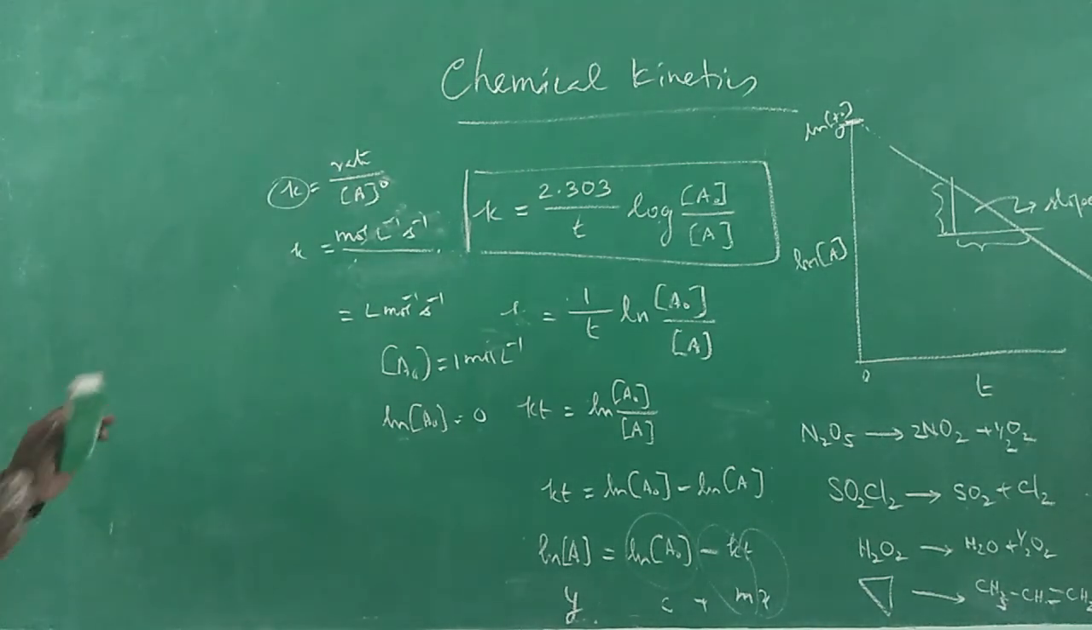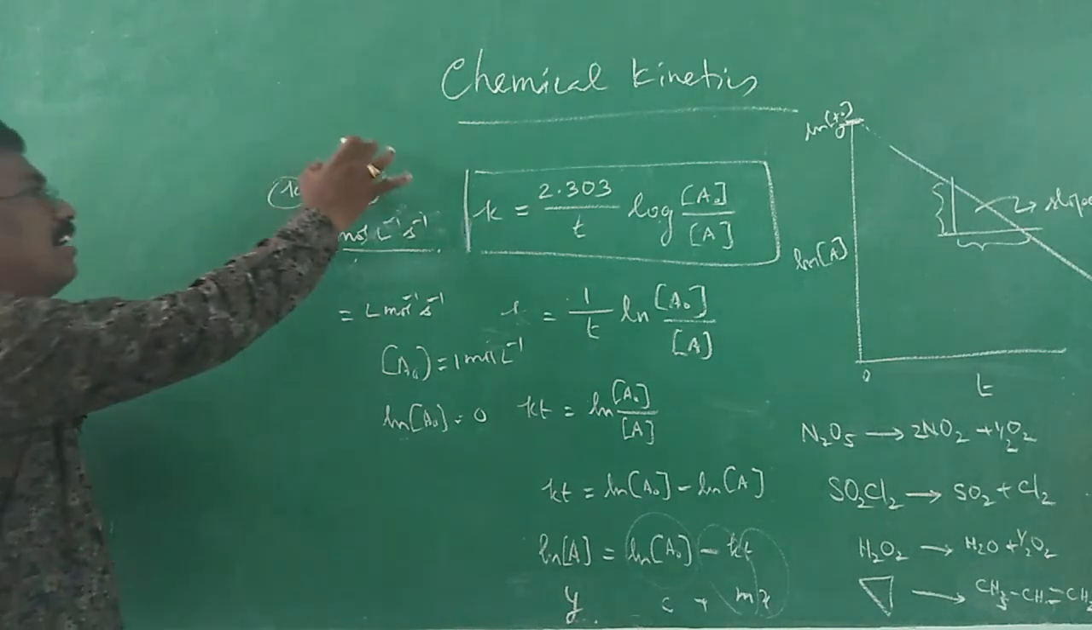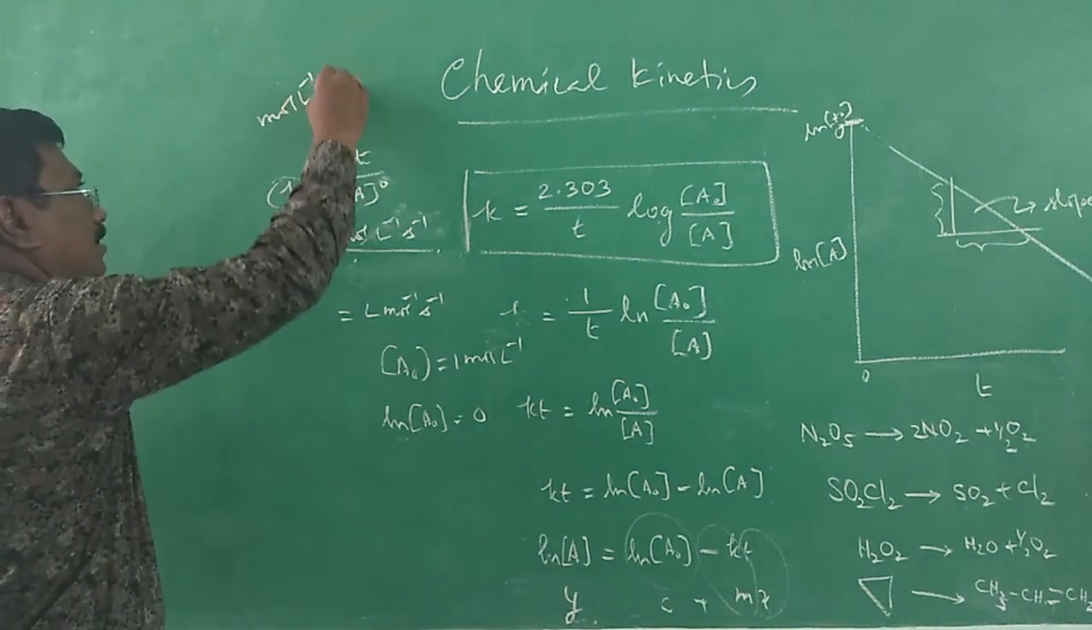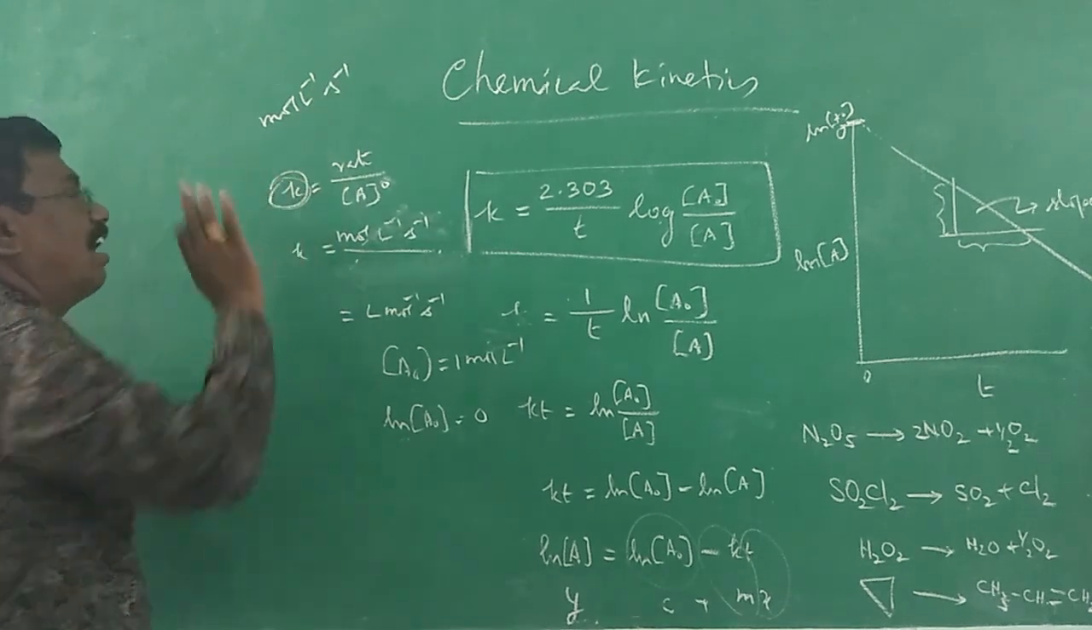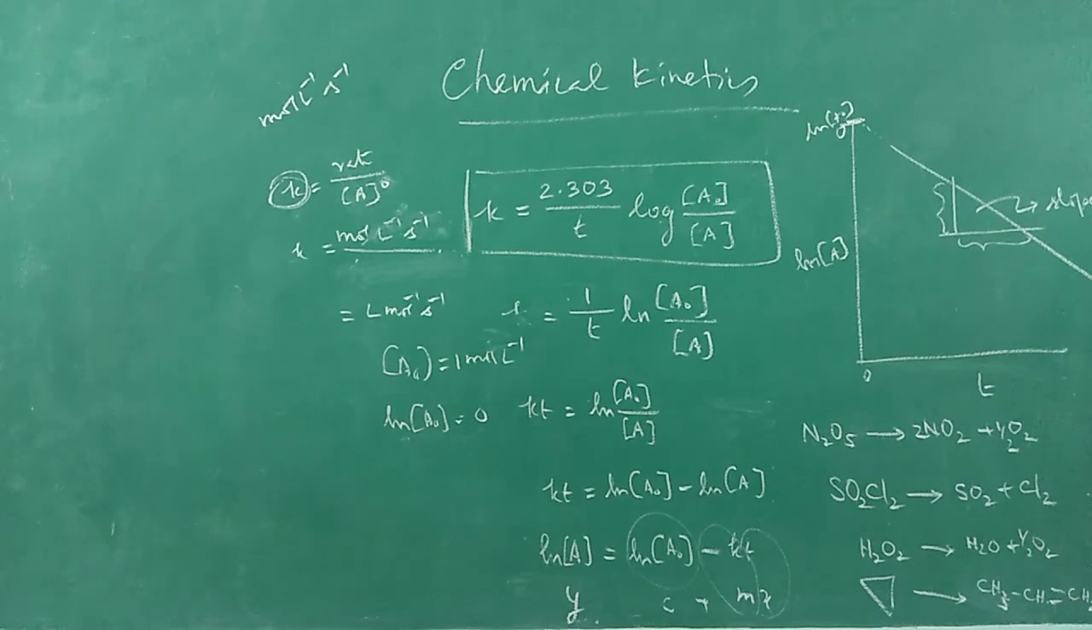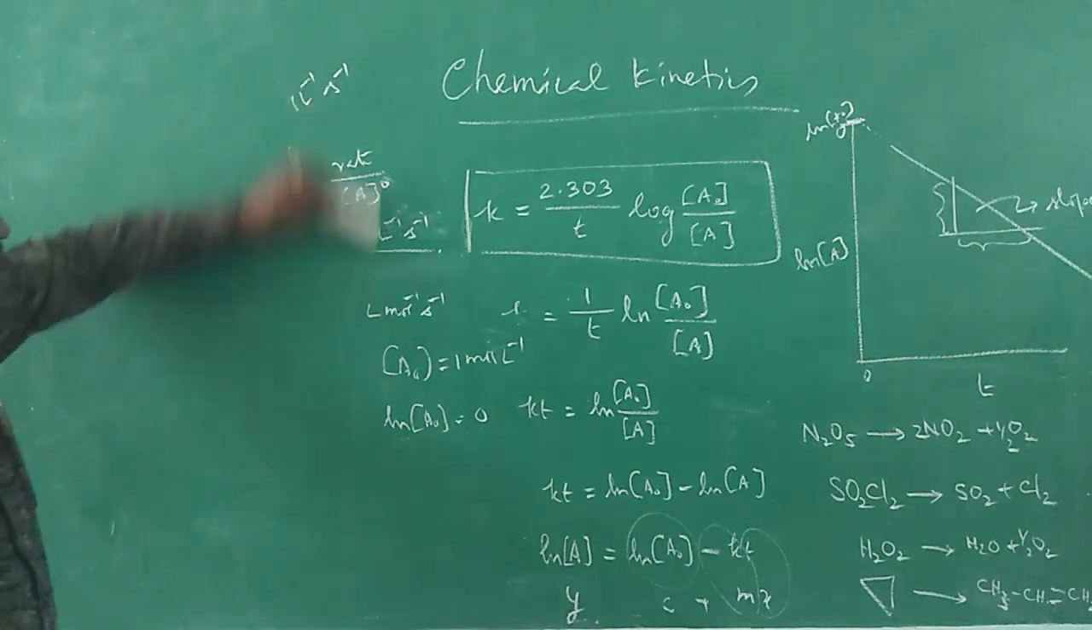So I have very clearly explained already. Rate has a particular unit. The unit is mole per liter per second. For rate constant, it depends on order. Rate constant is a constant at a particular temperature. It will never vary. All those things we have already discussed.